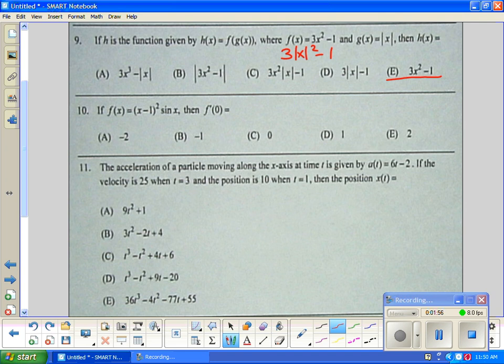If f of x equals x minus 1 quantity squared times sine x, then f prime of 0. Okay, got a product rule mixed with a chain rule. Do we agree? I'm going to call this f. I'm going to call this g. So f prime of x equals the derivative of that times sine x plus, and derivative of sine is cosine. I plug in 0. The great thing about sine of 0 is it is 0. The whole first term is going to 0 off because of that.